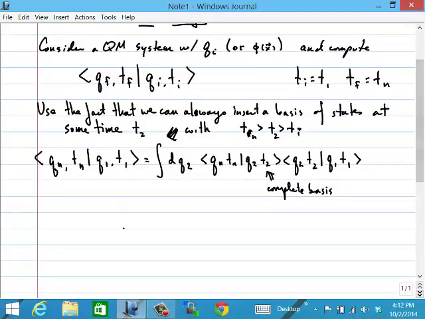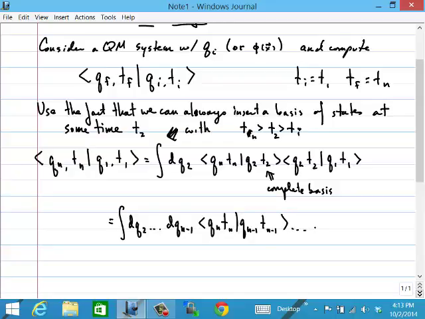So now I'm not going to do anything n more times. What I'm going to do is imagine that I insert n bases of states at some times t2 up to tn minus 1. Okay. So that means I need to integrate dq2 all the way up to dqn minus 1 of the amplitude for a particle to go, say, from position q1 at time t1 to position q2 at time t2, all the way up to the amplitude for the particle to go from qn minus 1 at tn minus 1 to qn at time tn. Okay.